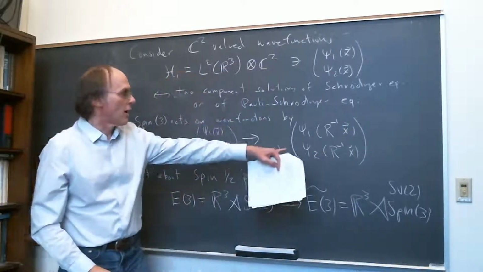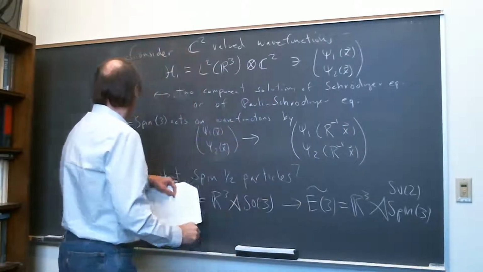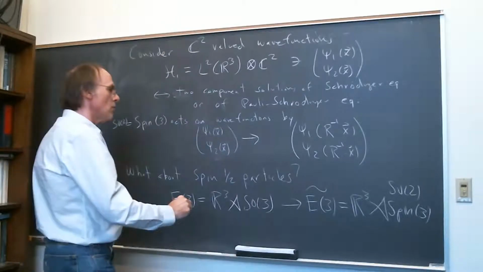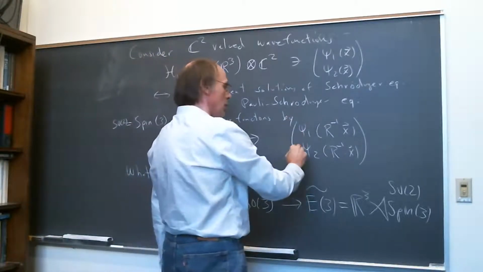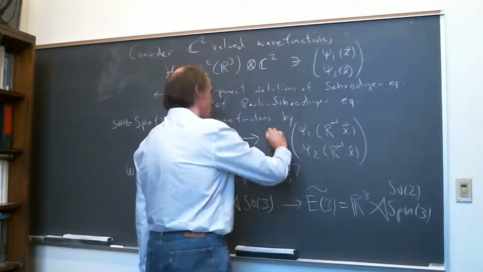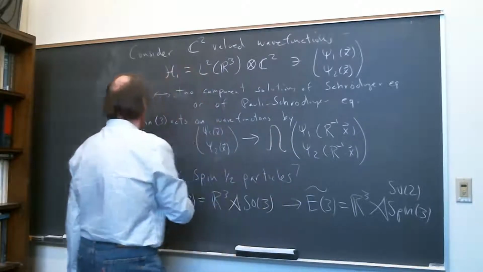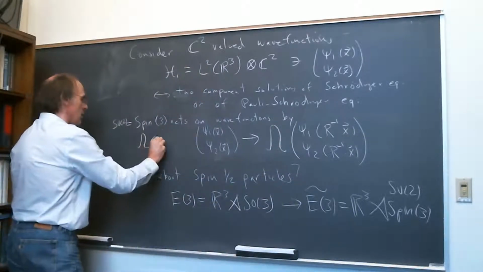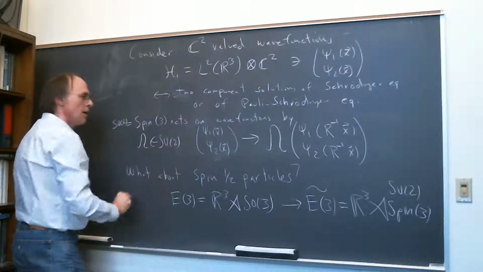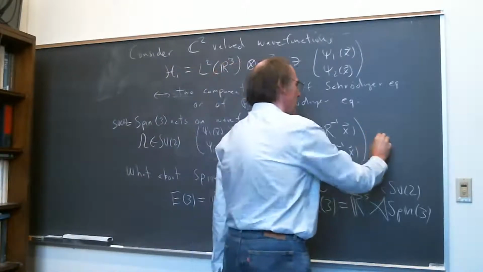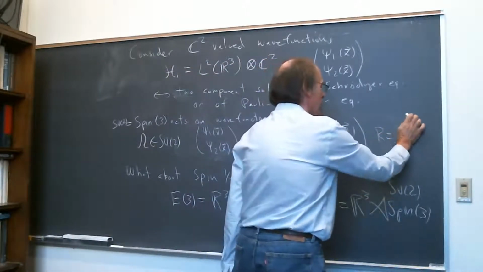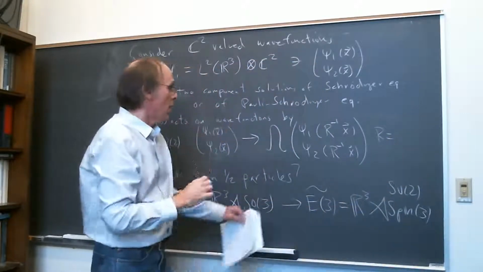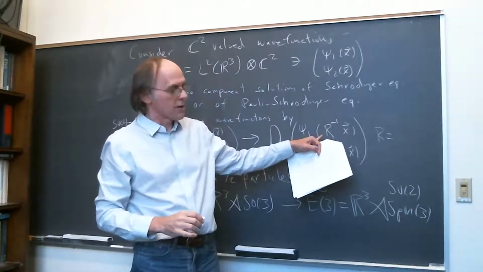Okay, where R is, and let me call this, I guess I call this omega here. So omega is in SU2, and then R is the rotation you get.